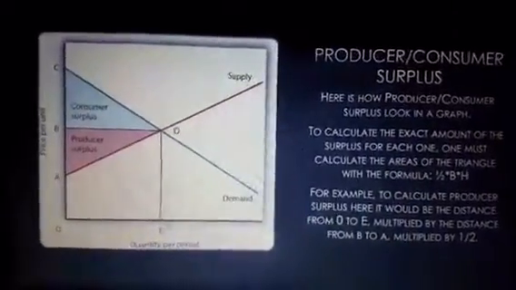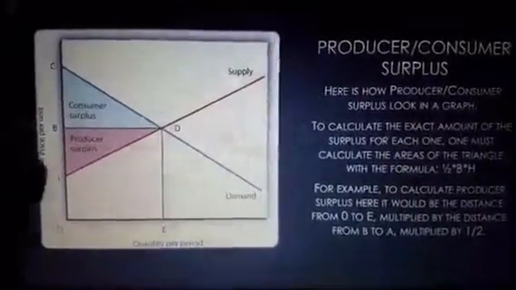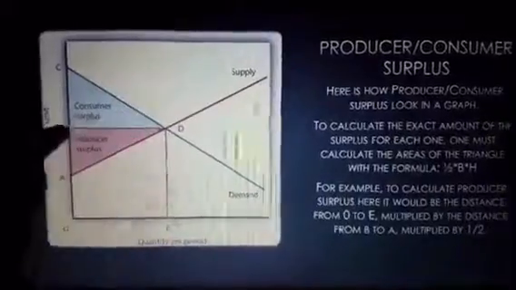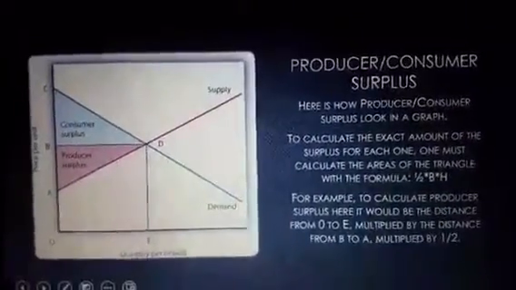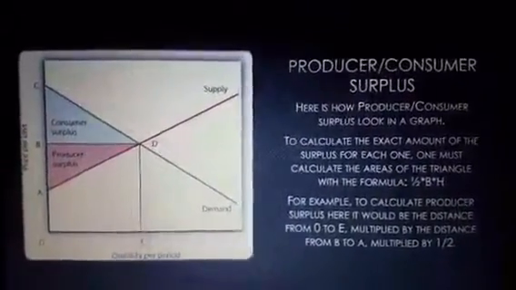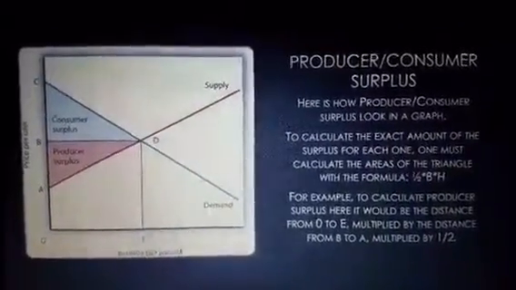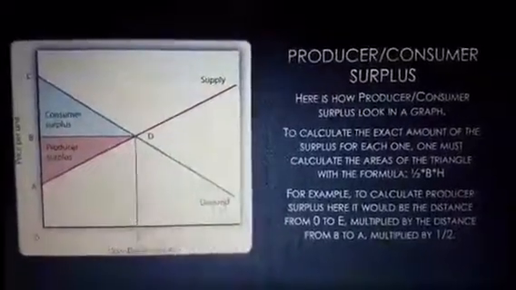And here we have producer and consumer surplus, where you can find consumer and producer surplus through finding where the equilibrium is and splitting it to where consumer is on the top and producer is on the bottom. To calculate the exact amount of surplus for each one must calculate the areas of the triangle with the formula 1/2 times base times height. For example, to calculate producer surplus here, it would be the distance from 0 to E multiplied by the distance from B to A multiplied by 1/2.